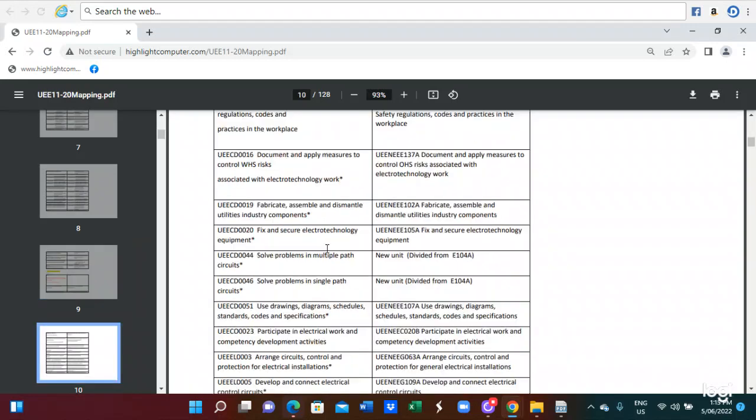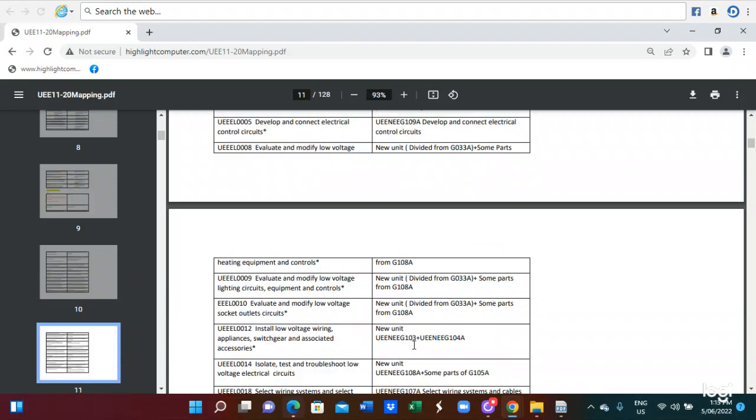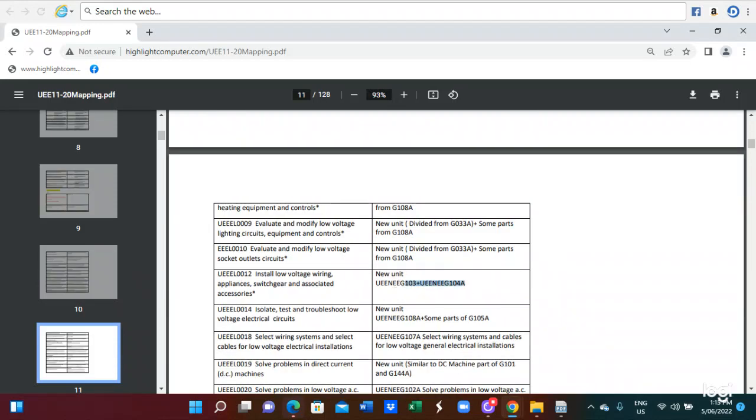So the old code is G103. G103 plus G104 is equivalent to UEEL0012, install low voltage wiring, apply switch gear and associated equipment. So this is for the old code. Read this one. These two units combined are equivalent to this one. So this is the mapping diagram.